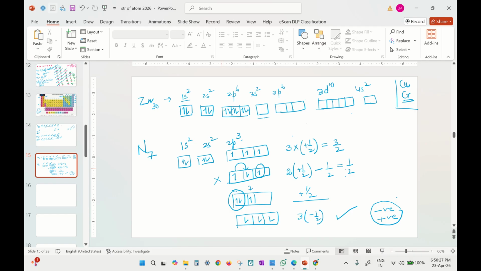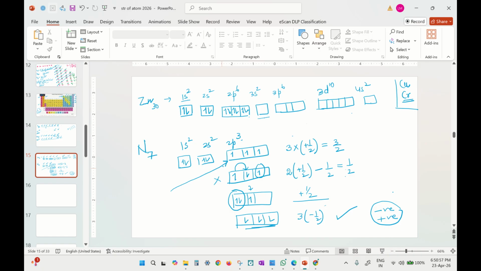Only thing is, traditionally we fill the electrons first with plus half, positive spin, and after that with minus half spin. Traditionally, but there is nothing wrong in saying even this, children, because negative doesn't have any other meaning other than indicating the spin. So quantitatively, a clockwise spinning electron is the same as an anti-clockwise spinning electron.